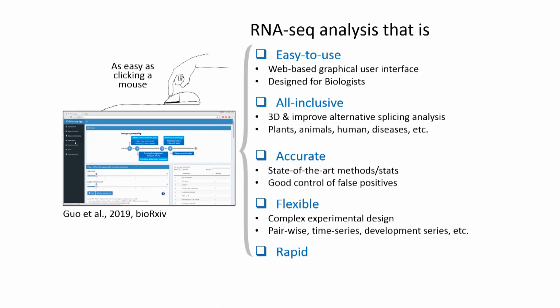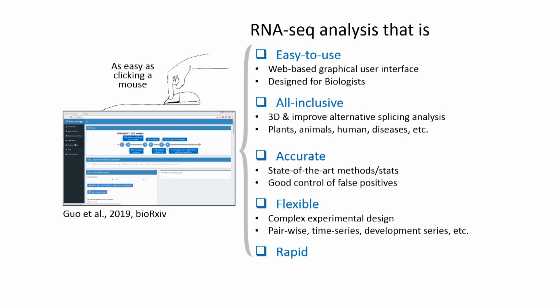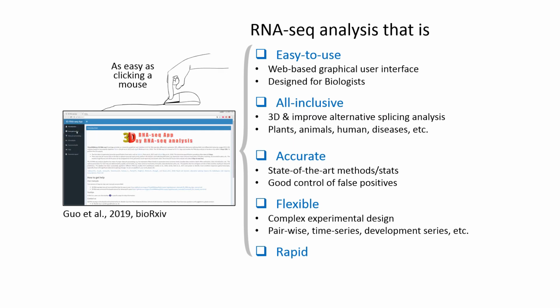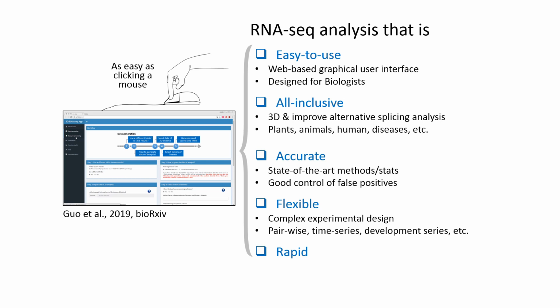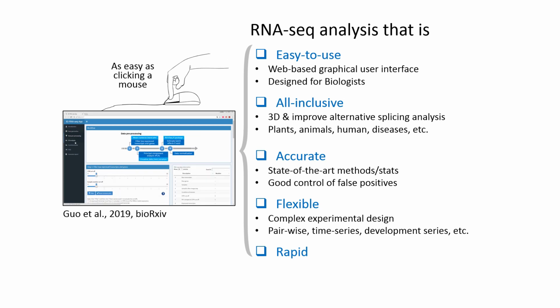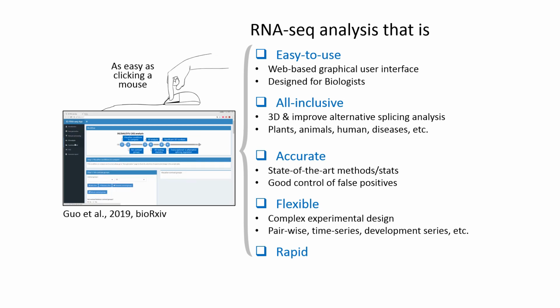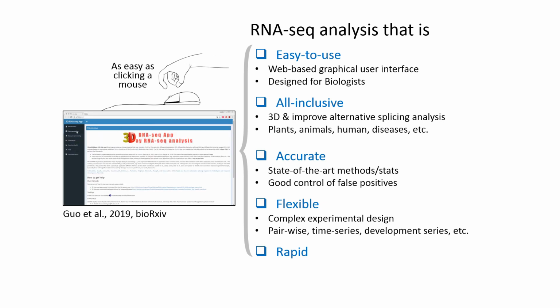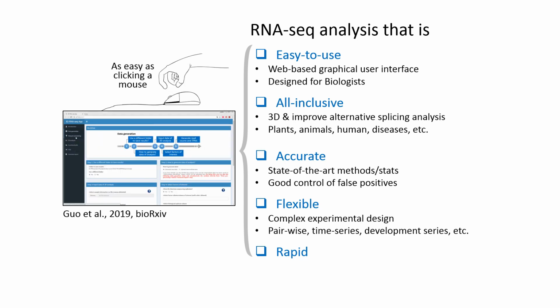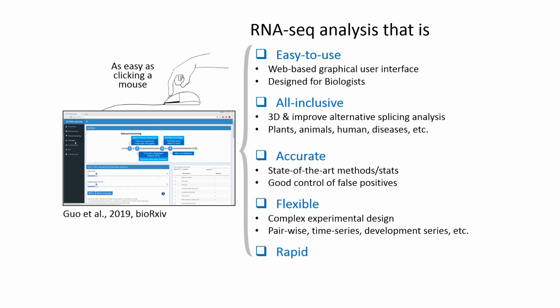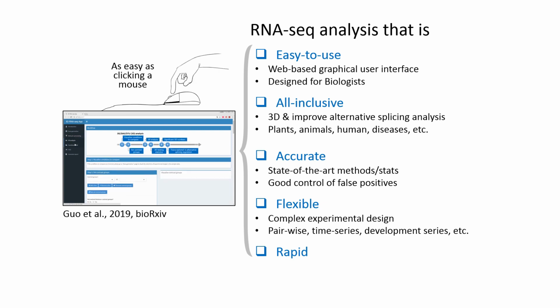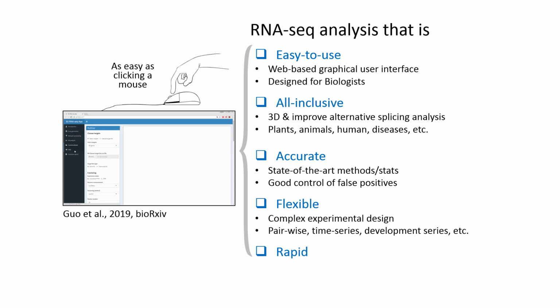The 3D app is very easy to use. It is a web-based interface designed for biologists. The app is all-inclusive. It's not only for differential gene expression analysis, but it also improves alternative splicing analysis. It is not plant-specific. It can be applied to RNA-seq data from animals, humans, and diseases.